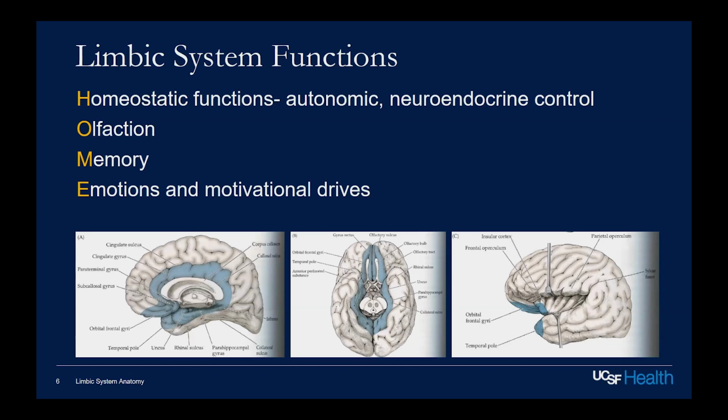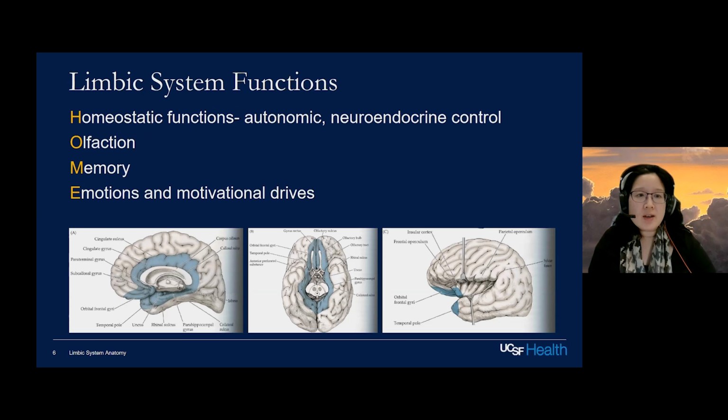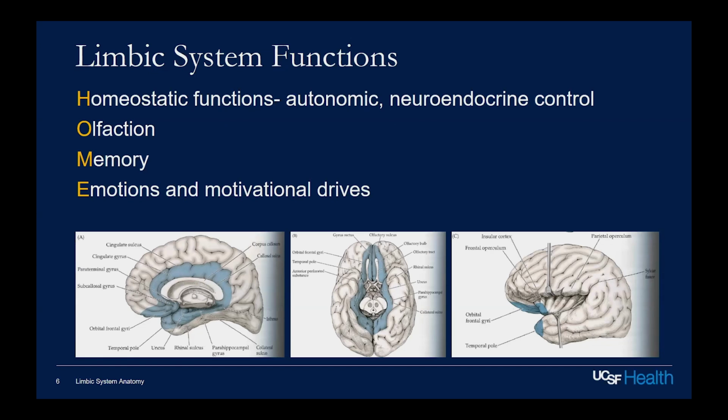The limbic system controls homeostatic functions, so neuroendocrine and autonomic function of the body. It is also tied with our sense of smell, olfaction, and memory. It's very much a key structure of memory, and also a critical structure in how we process emotions and what determines our motivational drive.